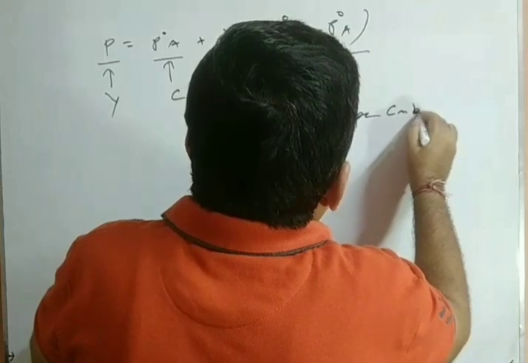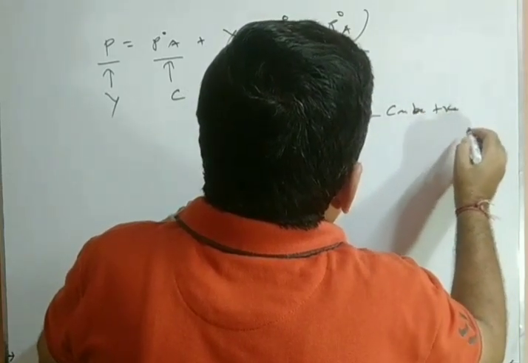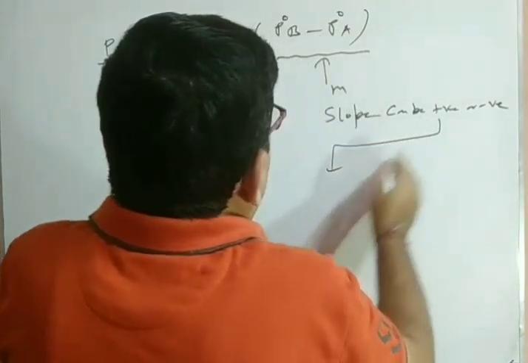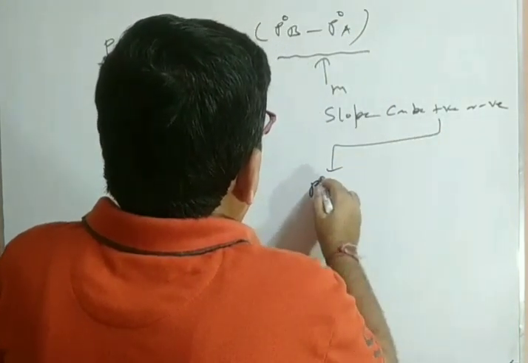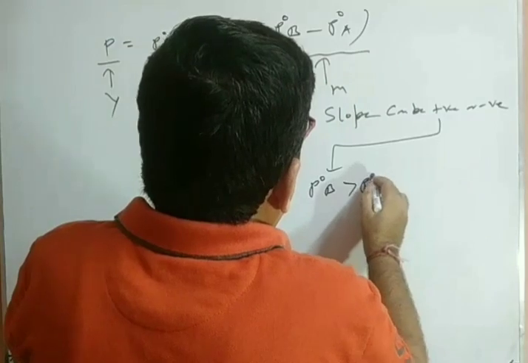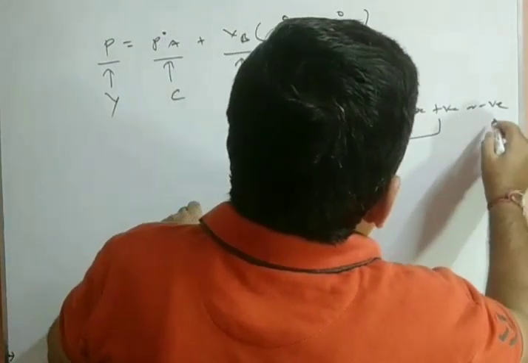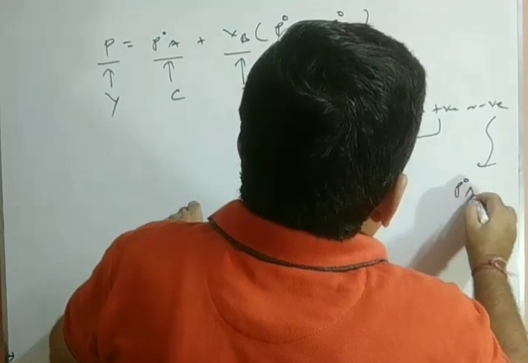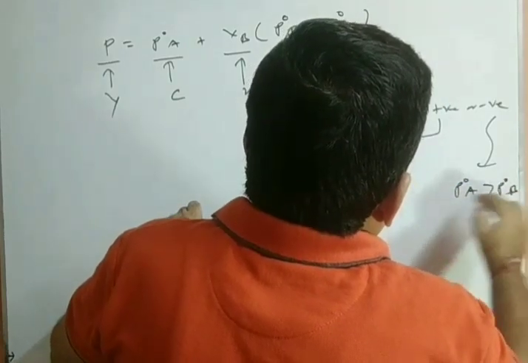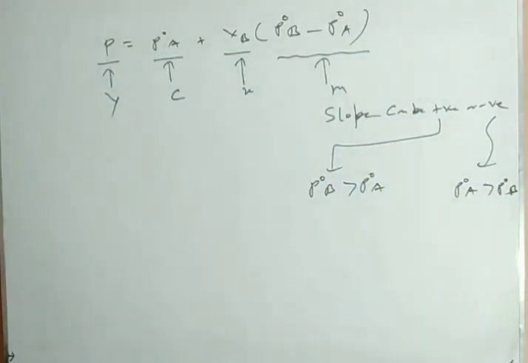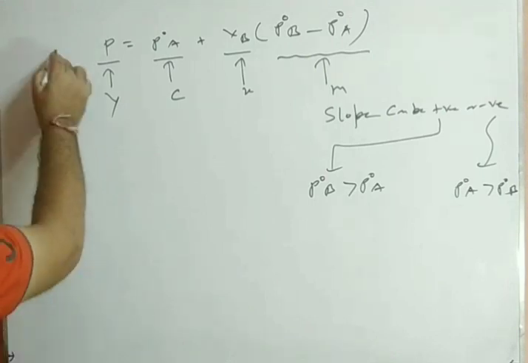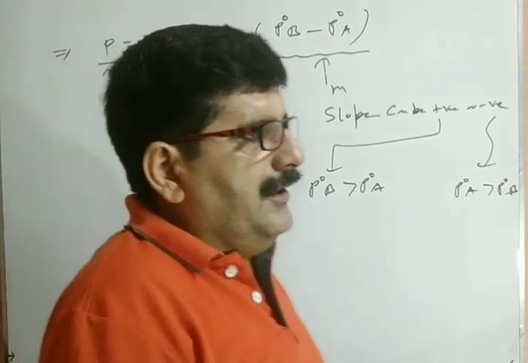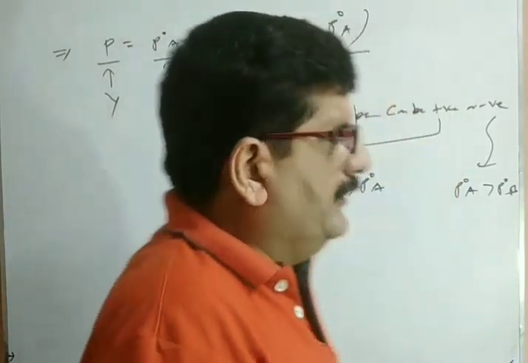Slope can be positive or negative. Positive when P naught B is greater than P naught A, and negative when P naught A is greater than what? P naught B. When this pattern of equation is satisfied, our solution becomes what? Ideal.